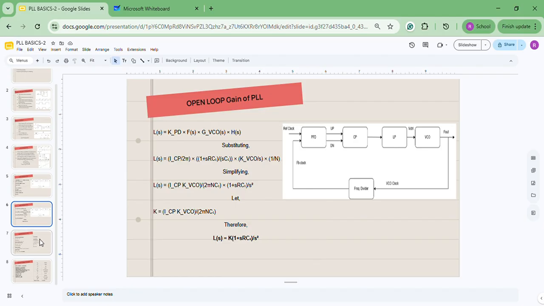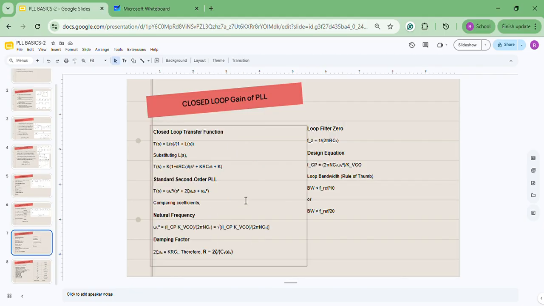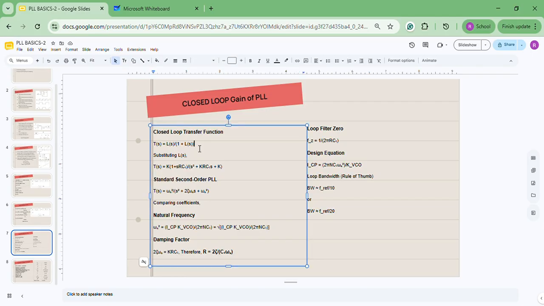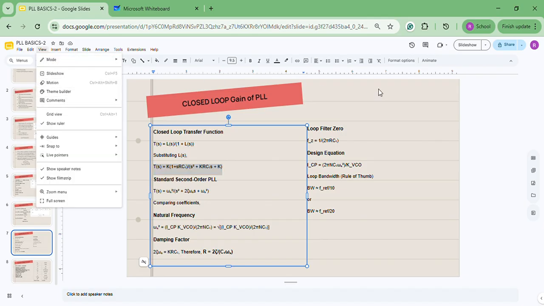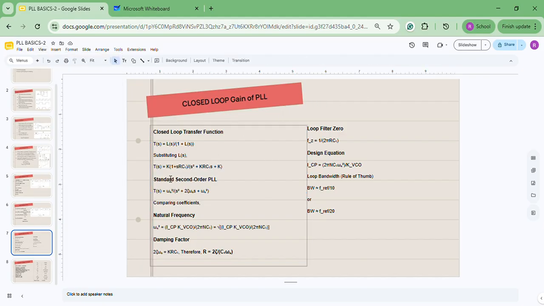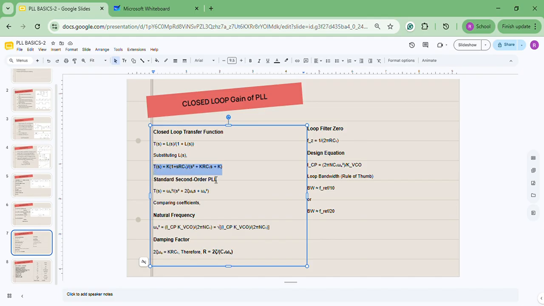Okay, let's go into the closed loop transfer function. The closed loop transfer function is nothing but the open loop transfer function divided by 1 plus Ls. We'll substitute all the terms which we got in the last slide, meaning Ls, and we'll get this. If it is not visible, I can zoom in more. Hope it's visible now. So this is the closed loop transfer function. How did we get it? Open loop transfer function divided by 1 plus open loop transfer function.